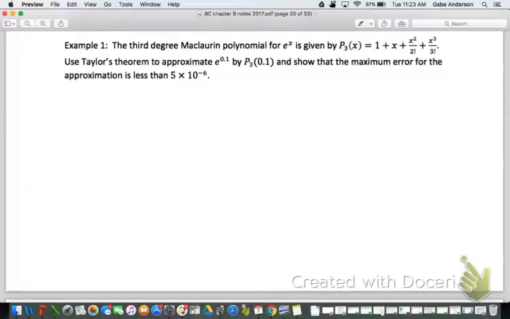Okay, so this says, hopefully some of this is very familiar. It says the 3rd degree Maclaurin polynomial for e to the x is given by p sub 3 equals 1 plus x plus x squared over 2 factorial plus x cubed over 3 factorial. So we actually, I think, proved that last time at some point. So that's just like a given.